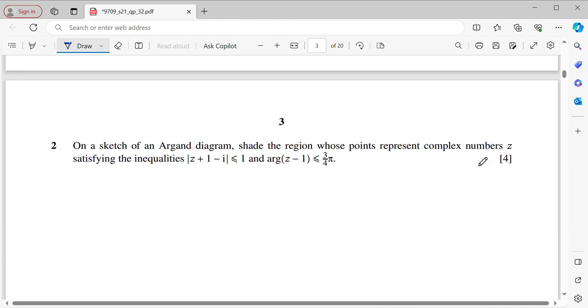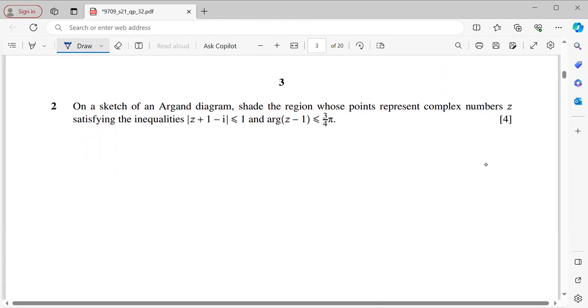Now move on to question number 2. On a sketch of an Argand diagram, shade the region whose points represent the complex numbers z, satisfying the inequalities modulus of z plus 1 minus i less than or equal to 1, and the argument of z minus 1 is less than or equal to 3 over 4.